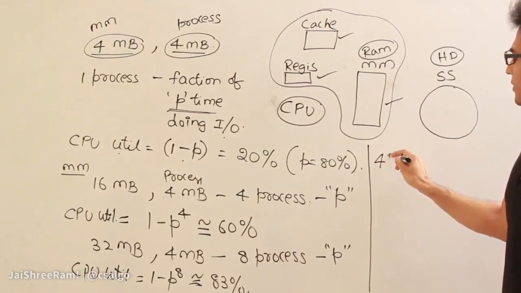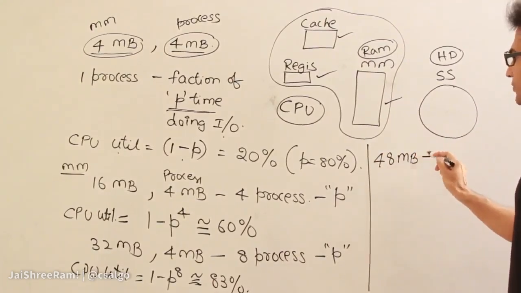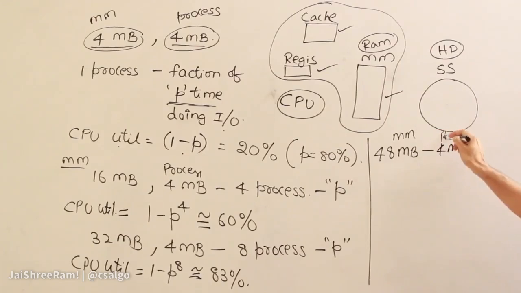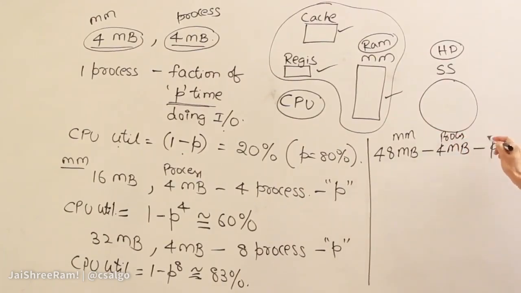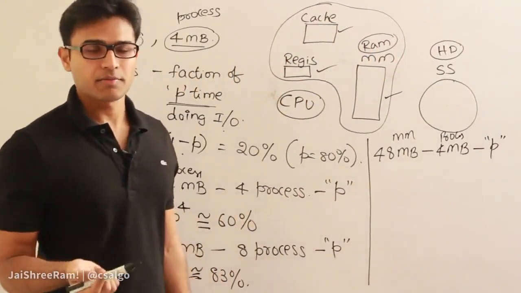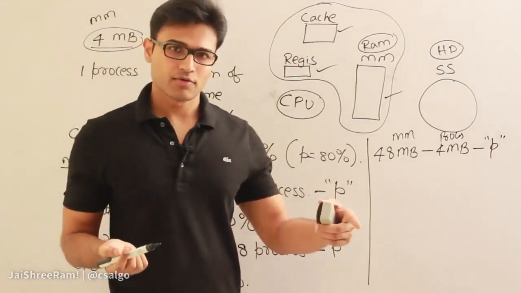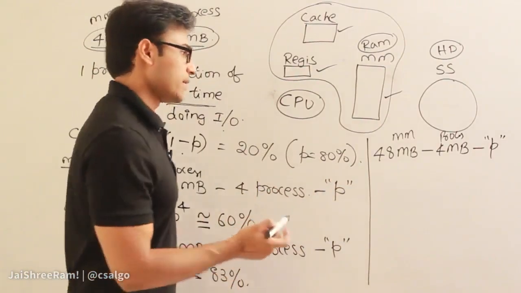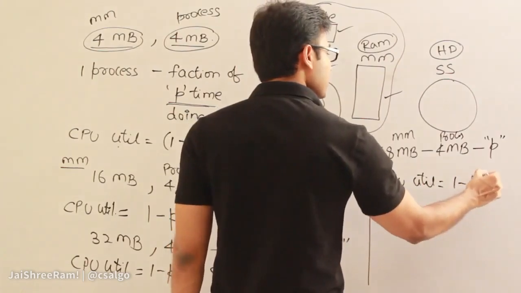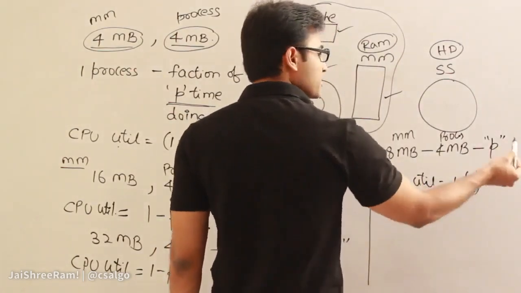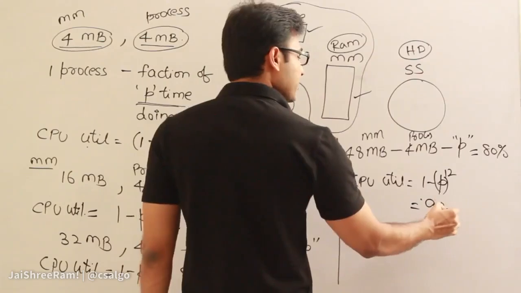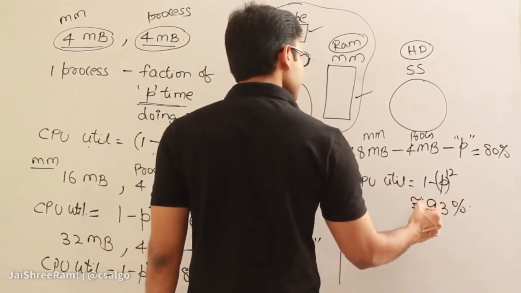Let us say the main memory is now 48 MB, and each process size is 4 MB. This is the main memory size, and this is the process size, and each process is waiting for p fraction of time for IO. Then how many processes can be present? 12 processes can be present in the main memory at the same time. Then what is the probability that all the 12 processes will go for IO? p power 12. Then what is CPU utilization in that case? In that case, CPU utilization is going to be 1 minus p power 12. So if p equals 80% of the fraction of the time it is waiting for IO, then we are going to get 93% roughly, right?